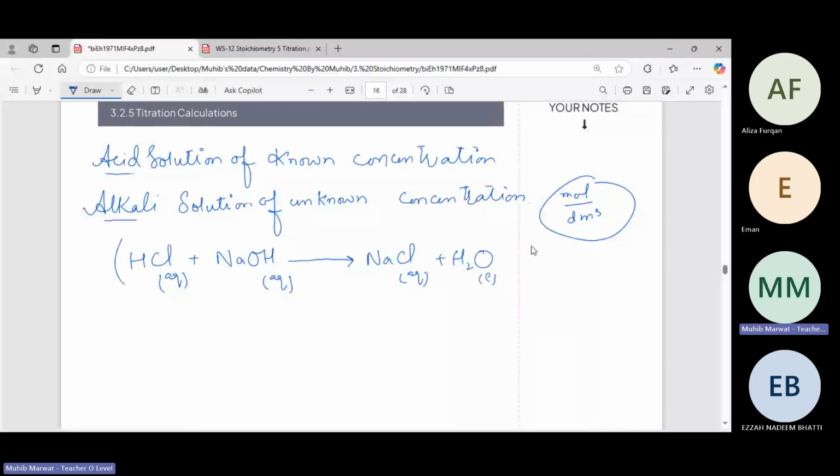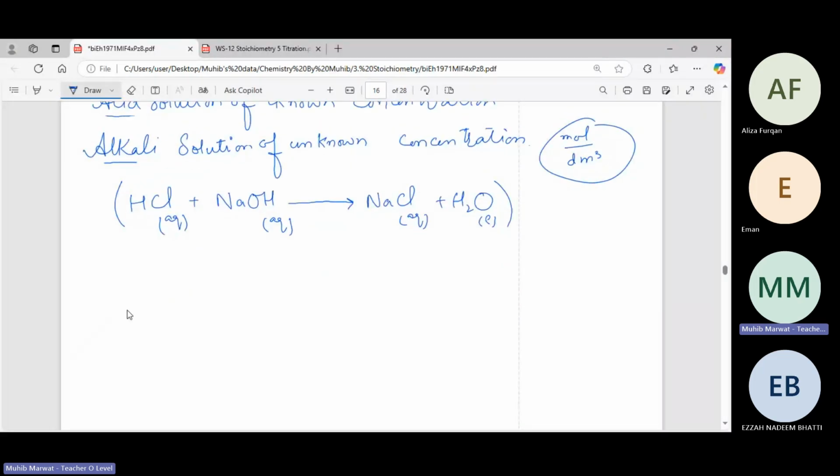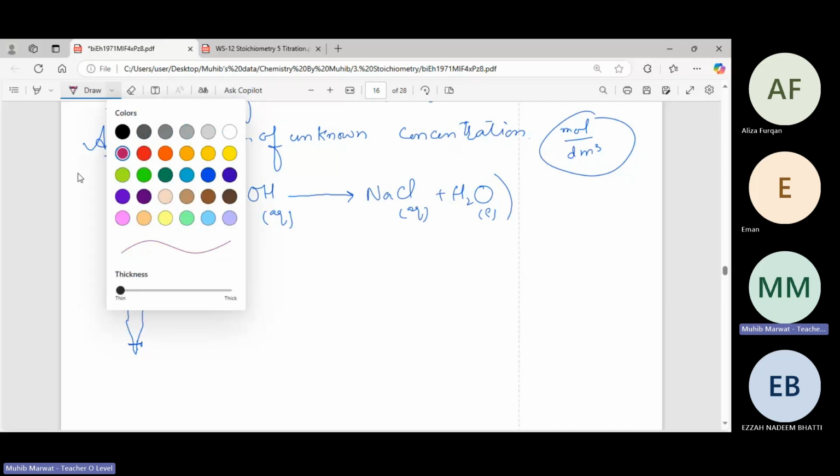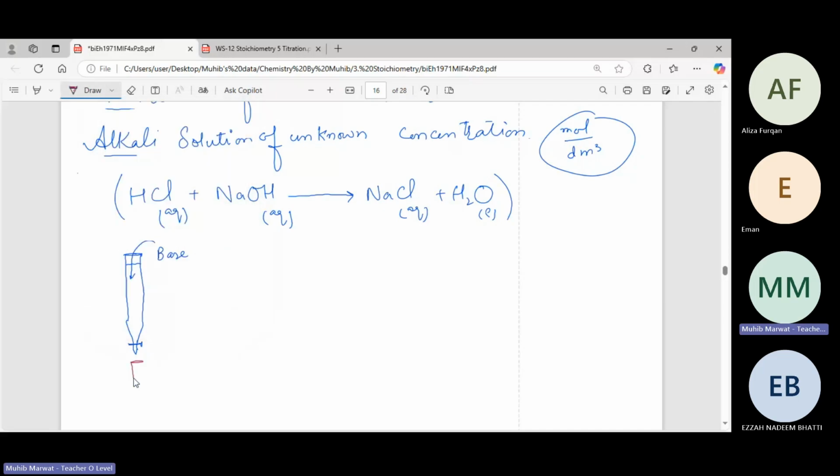So we will be finding the unknown concentration of alkali solution using this reaction with the help of an experiment called titration. To find the concentration of the unknown basic solution, we will be using an apparatus called a burette, right? In the burette, we will be adding alkali or base of unknown concentration, right? I'm just revising it because we have performed this experiment in our lab. This is just for the sake of revision.